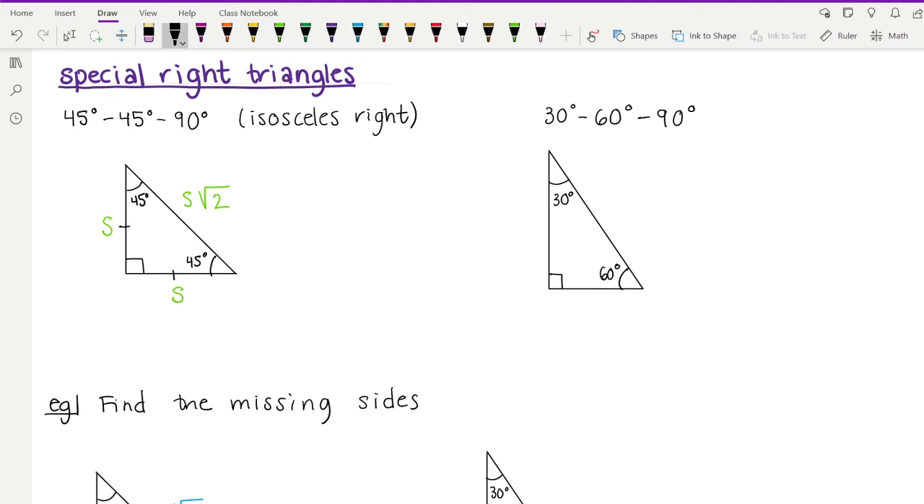So for this one, the relationship is a little bit more complicated, but let's say that you know that the shortest side has a length of S. Whatever the length of that shorter side is, the hypotenuse is always going to be 2 times that. So 2 times S. And then the other side is going to be S times the square root of 3.